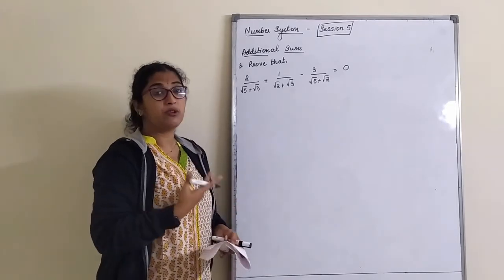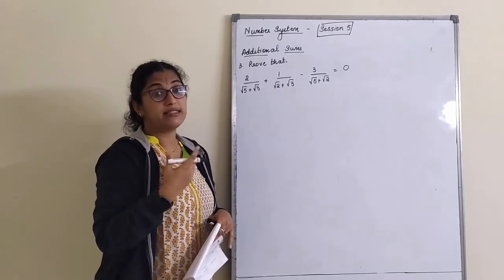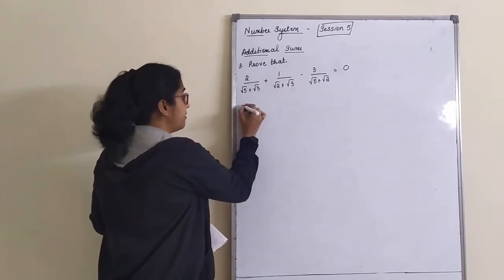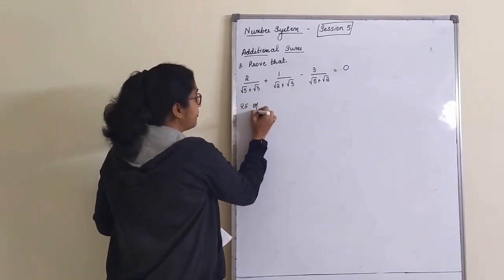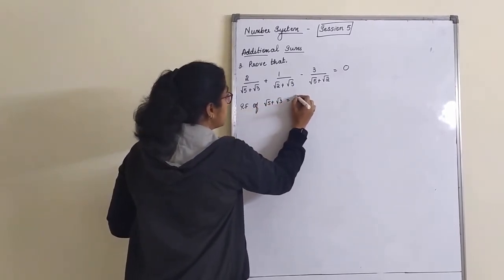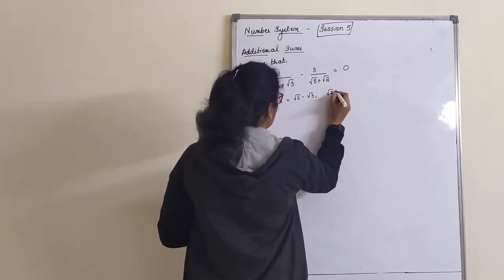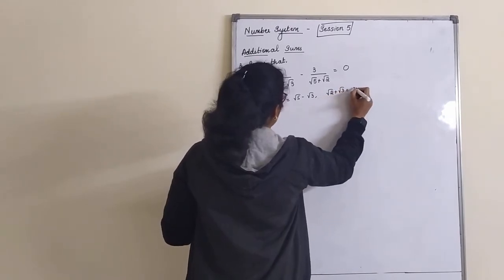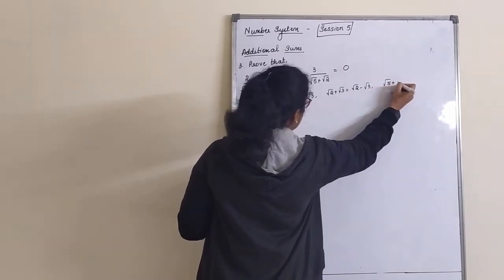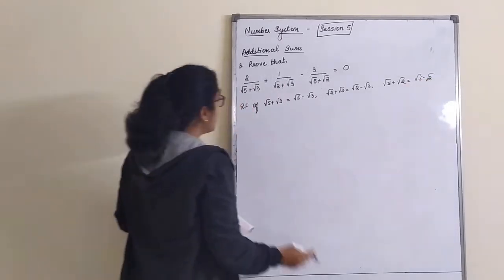What comes to your mind when you look at this type of sum? Always first and foremost is to rationalize the denominators individually for the given numbers, right? Let's do that. Let's write the rationalizing factor. RF of root 5 plus root 3 is root 5 minus root 3. Root 2 plus root 3 is root 2 minus root 3, and root 5 plus root 2 is root 5 minus root 2. RF I have written.